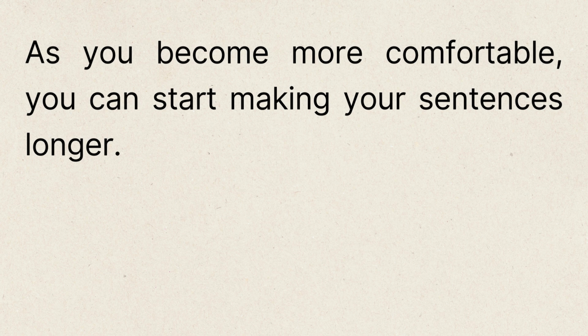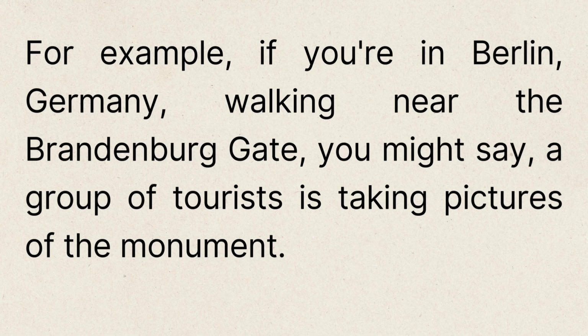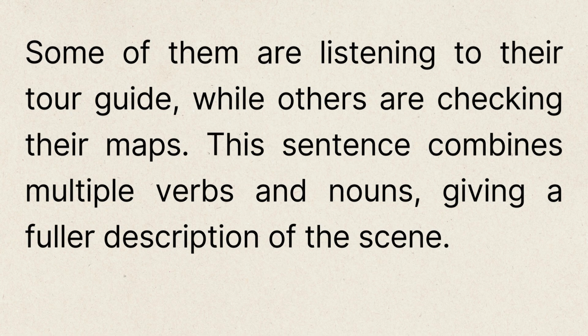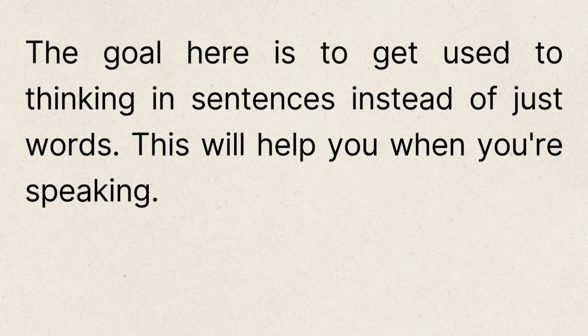As you become more comfortable, you can start making your sentences longer. For example, if you're in Berlin, Germany, walking near the Brandenburg Gate, you might say, a group of tourists is taking pictures of the monument. Some of them are listening to their tour guide, while others are checking their maps. This sentence combines multiple verbs and nouns, giving a fuller description of the scene. The goal here is to get used to thinking in sentences instead of just words. This will help you when you're speaking.